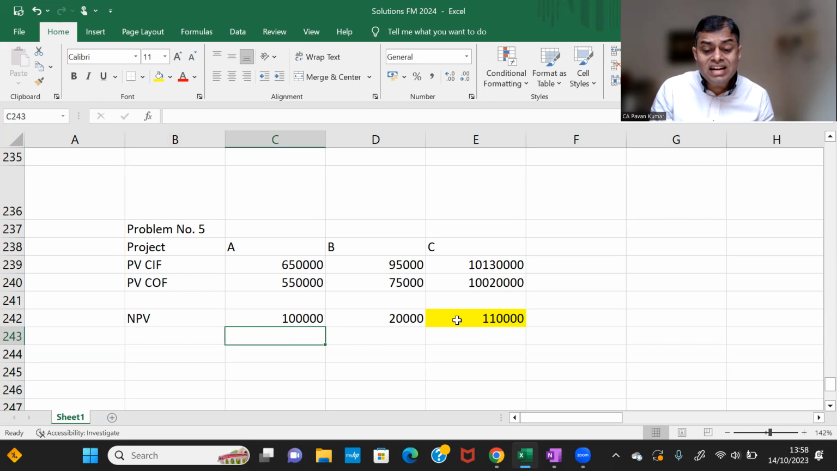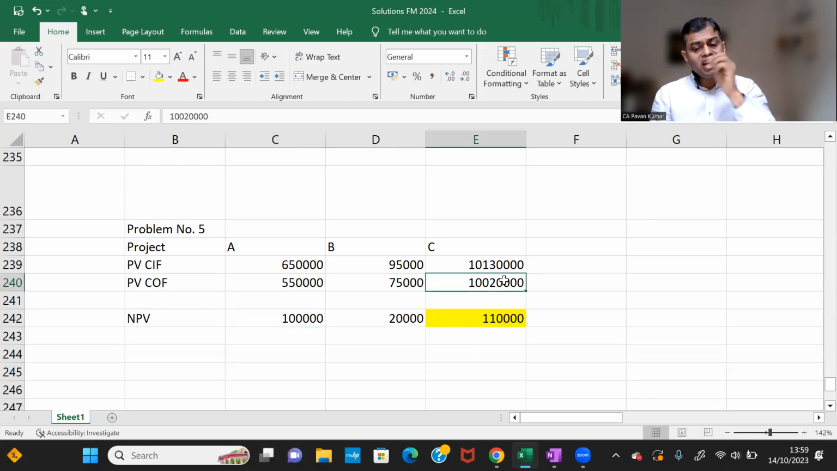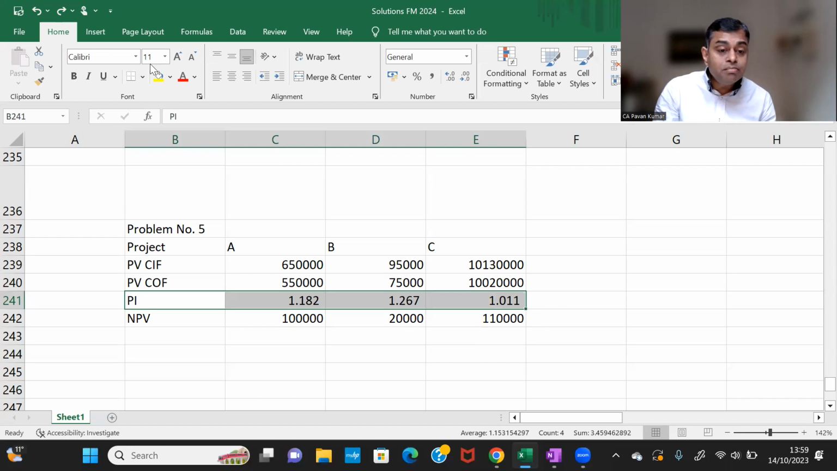Why? You are just getting 10,000 more compared to project A, but how much more you are investing? Now you tell me, invest 5,50,000 and get 1 lakh NPV. Invest 1 crore 20,000 and get just 10,000 more. Don't you think it is foolishness to accept project C? A is far better.